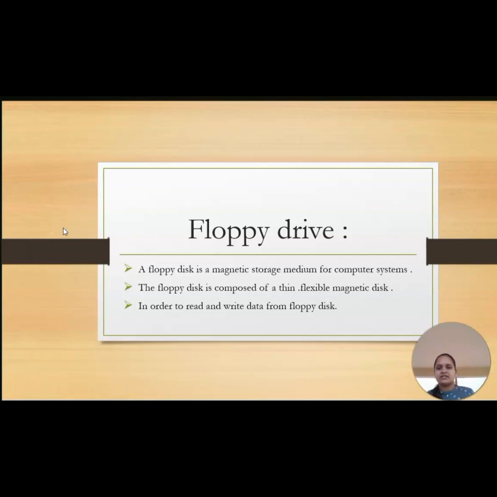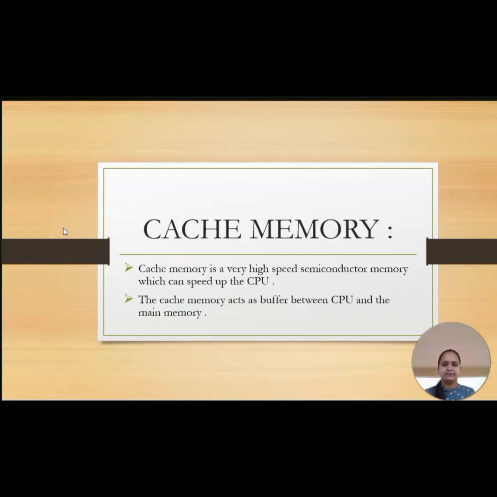Floppy drive. Floppy drive is a magnetic storage medium for computer systems. The floppy disk is composed of a thin and flexible magnetic disk, used in order to read and write data.